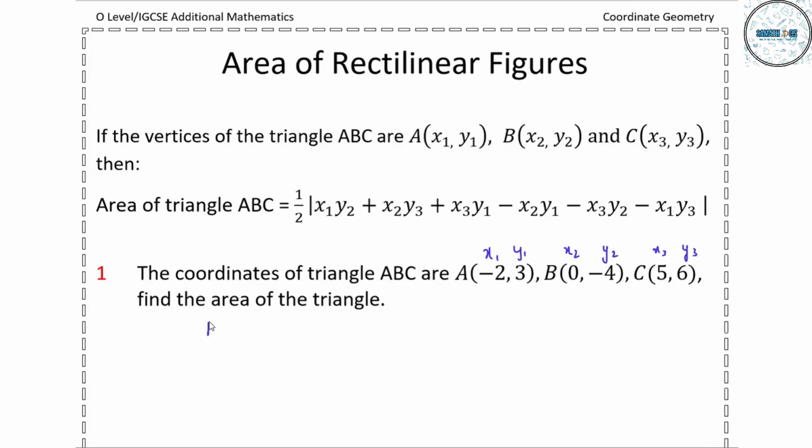Now, if we have to take out the area, area is equal to half into absolute of x1, y1, which is -2, 3, then 0, -4, then 5, 6. All three coordinates are written. Now we have to write this first coordinate again at the end.